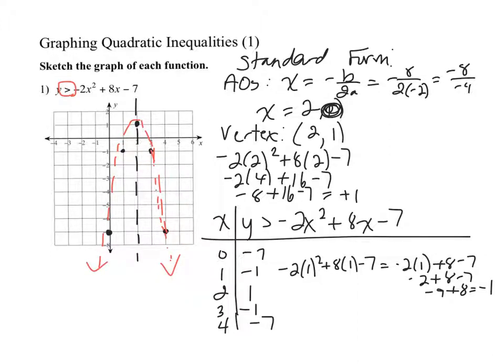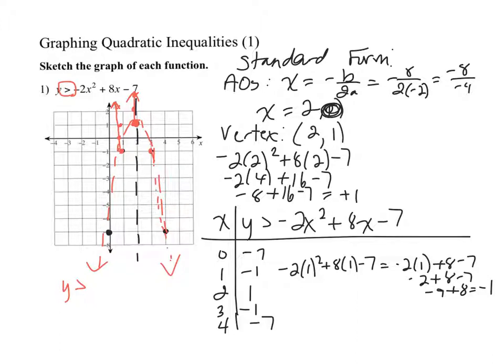Now, this says y is greater than. So what this means is I want y values that are greater than the y values that are on the parabola. So I'm looking right here at this ordered pair. That y value is 1. Well, what y values are bigger than 1? Well, 2, 3. So all the y values up above that parabola are bigger than 1. Well, this y value is negative 1. So what y values are bigger than negative 1? 0, 1, 2. So these y values above.